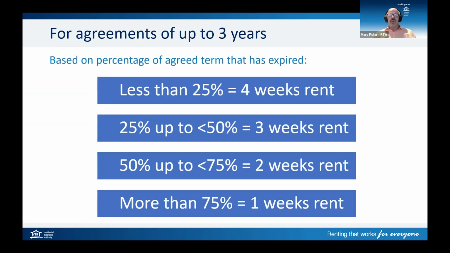So let's look at the specified reletting costs for agreements up to 3 years based on the agreed term that has expired. You'll see on this slide that it starts from an amount equal to 4 weeks' rent if less than 25% of the agreed term has expired, and moves down through to the equivalent of 1 week's rent if more than 75% of the fixed term has expired. Now let's step through some examples to illustrate what the reletting cost would be in a couple of different scenarios.